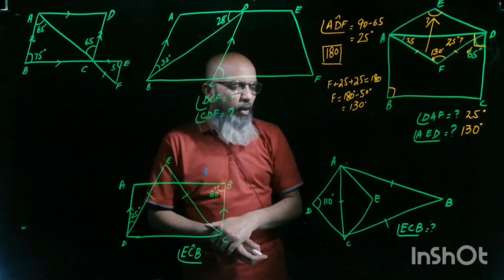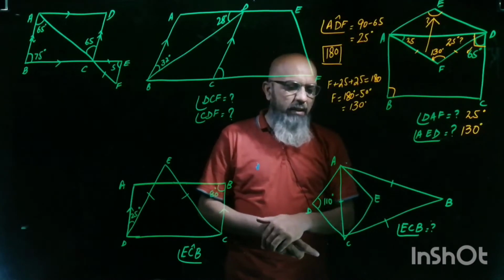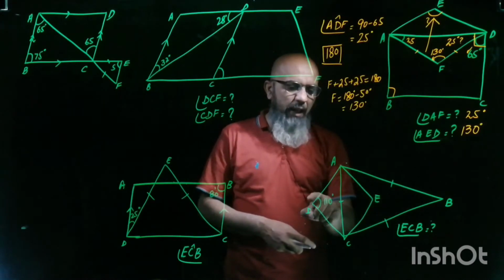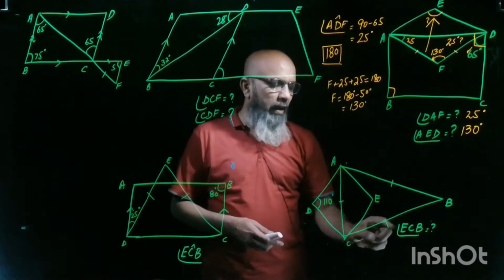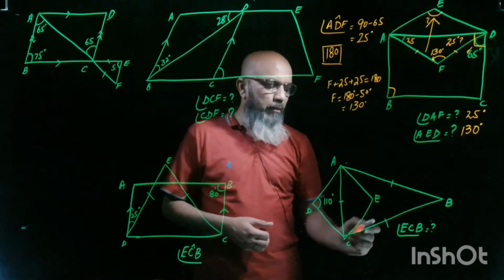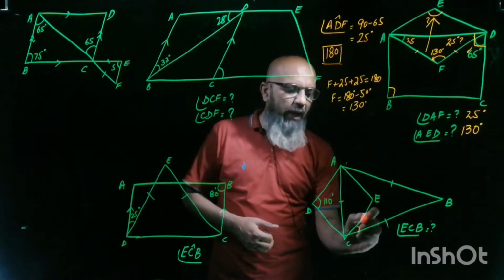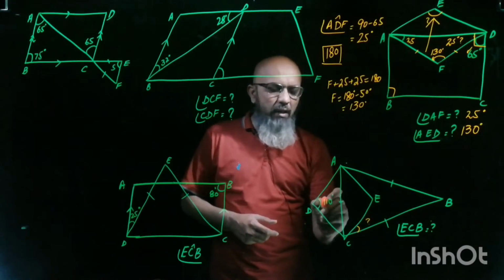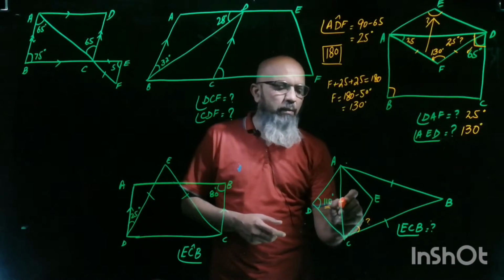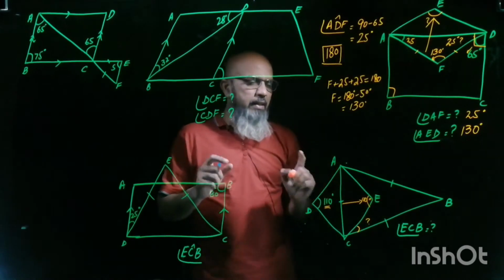So come to this shape. What kind of shape is this one? That is a rhombus, okay, and ABCD is a kite, you can say. We have to find the angle ECB. Where is ECB? That is ACB. We have to find this angle, that is ECB. It's a rhombus, okay, so this angle is 110. It means this angle is also 110 degrees because opposite angles are the same.